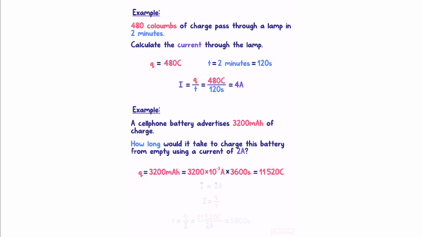Now we know that our current is 2 amps. To find the time, we could take our current equation, swap our I and our t around, put in our numbers, which gives us 5,800 seconds.